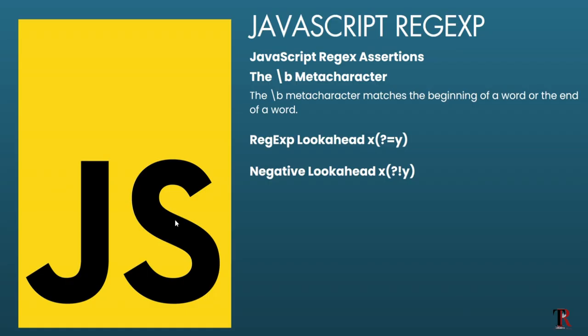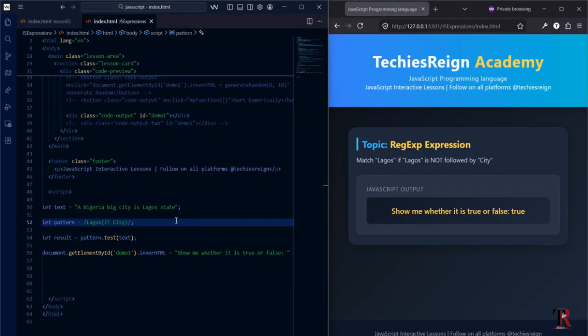So this is how the negative look ahead works and looks like. Now, Lagos matches the literal word that is contained in our string. And then this question mark and exclamation mark assert that what follows is actually not city, but instead state, which is the reason why the test result returns true. And if what follows is exactly what we put inside that box, then it will return otherwise, which is going to be false. So this is the negative look ahead in action.